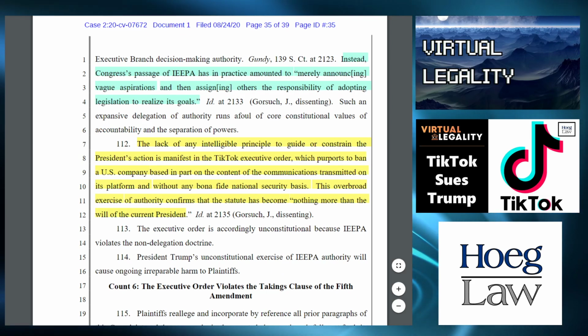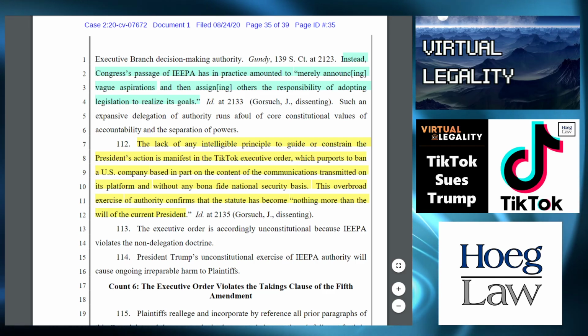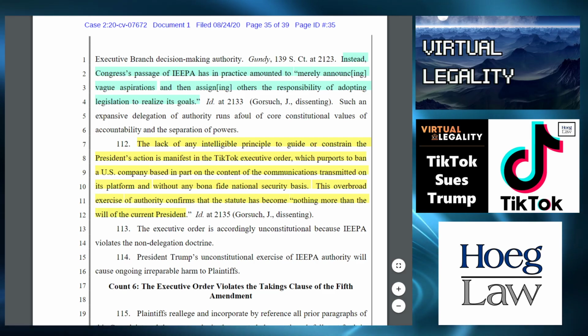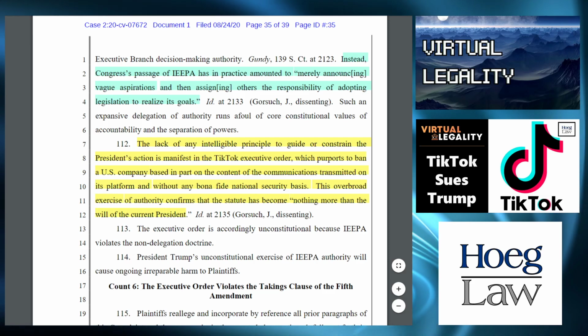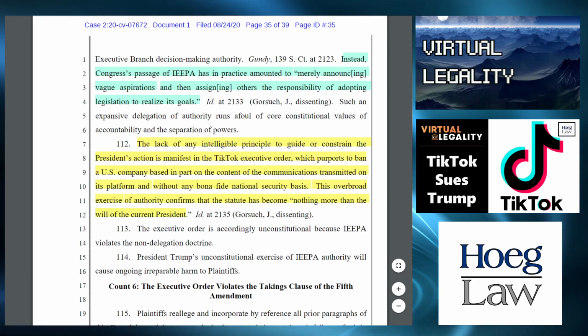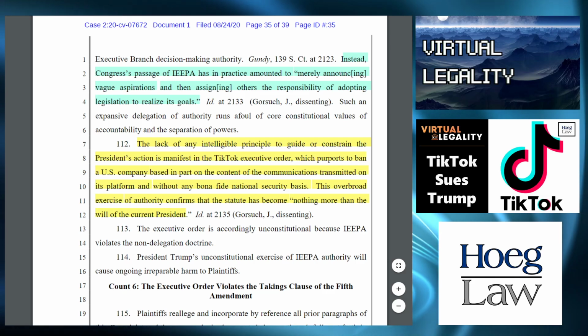The lack of any intelligible principle to guide or constrain the president's action is manifest in the TikTok executive order, which purports to ban a U.S. company based in part on the content of the communications transmitted on its platform and without any bona fide national security basis. This overbroad exercise of authority confirms that the statute has become nothing more than the will of the current president. Look, I love this argument, okay?